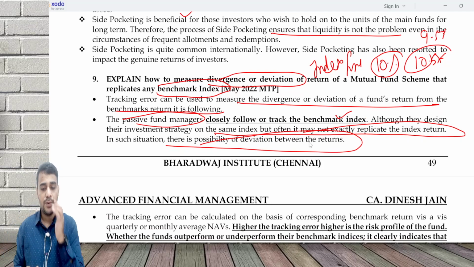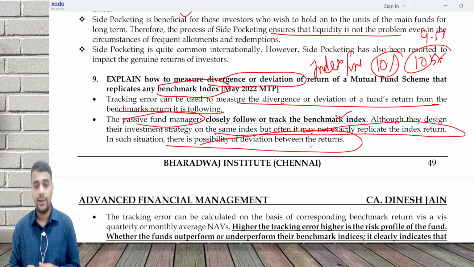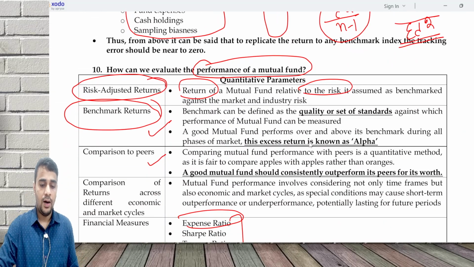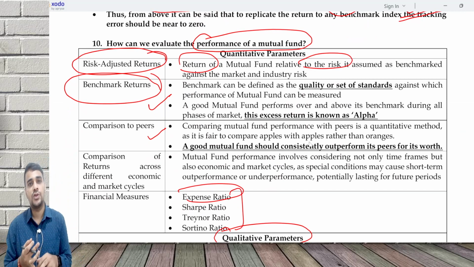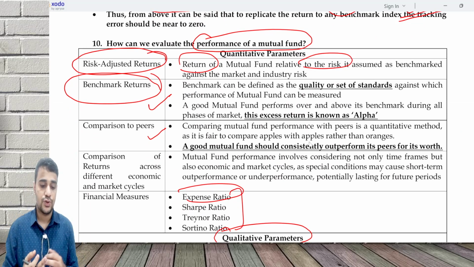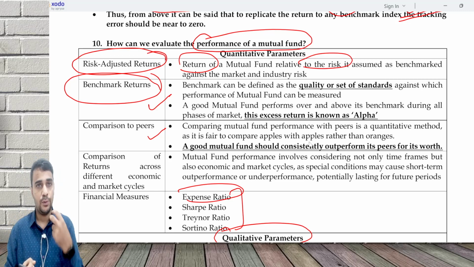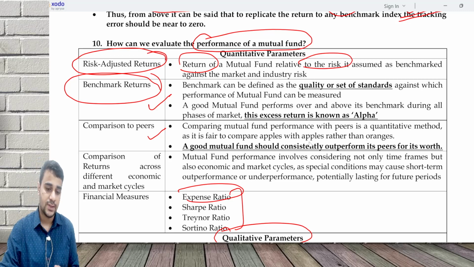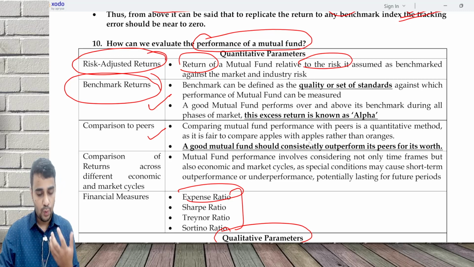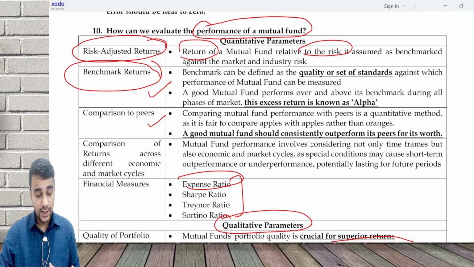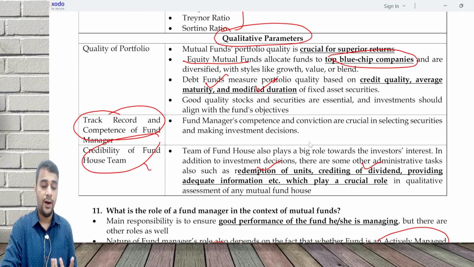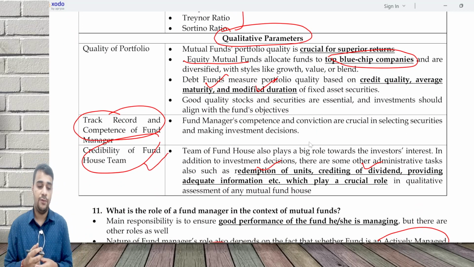How do you measure the divergence or deviation of performance? This is through tracking error. How can you evaluate the performance? Whether the mutual fund is generating adequate risk adjusted return through Sharpe ratio, Treynor ratio, Sortino ratio, or go through the expense ratio, whether you are able to meet the benchmark or the peers, and how is the performance across different economic cycles. The qualitative parameters, what is the quality of the portfolio, what is the credibility of the fund house team, how has been the track record of the fund manager.